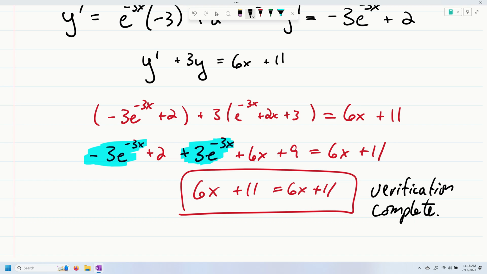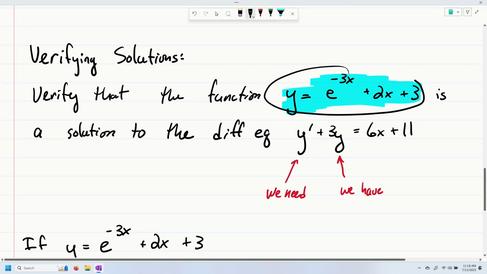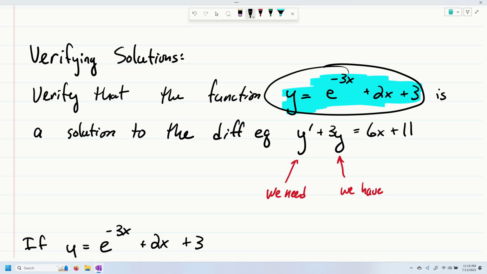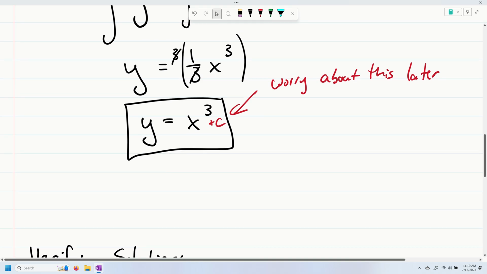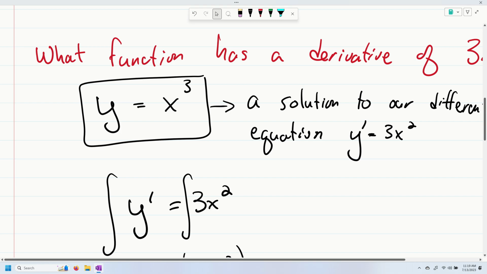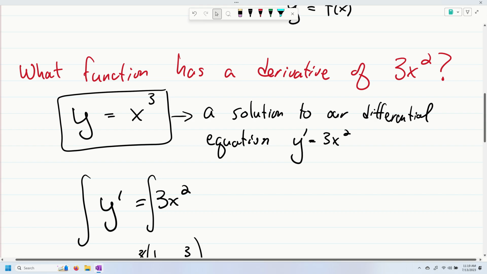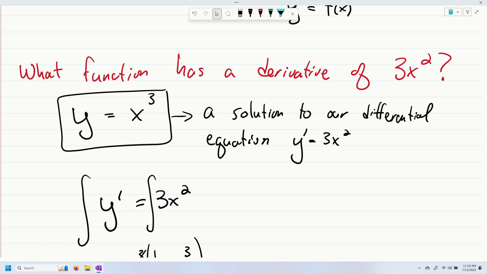And that's it. I don't want to say that's as easy as it gets, but that's what this is, okay? Now, you've got to understand one thing, though. I gave you the solution. I said verify that this function is a solution. Up above, with this very simple problem, I didn't give you this. We actually kind of guessed what it was because we asked the question, what function has a derivative of 3x to the second? And that was really easy for us to wrap our heads around: oh, well, that's going to be y equals x to the third.